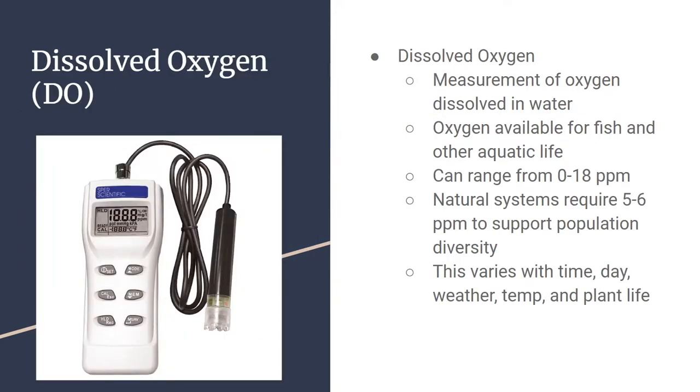Dissolved oxygen. The measurement of oxygen dissolved in the water, again, is usually established by aquatic plant life or phytoplankton or zooplankton. Oxygen available for fish and other aquatic life is very important because without enough oxygen, the fish can actually die in water. A range from 0 to 18 parts per million, that's what ppm stands for. Natural systems require 5 to 6 parts per million to support population diversity, to have more than one type of organism. So having a little higher does help a lot.